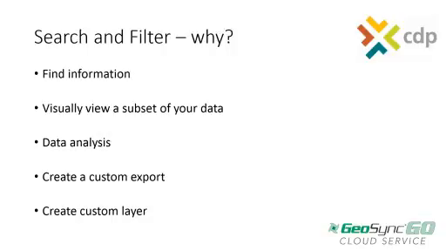We talk about search and filter. I guess the question is why would we need those tools, and what do they do for us? The first thing it does in searching and filtering, it helps us find information. The next thing we can think about is we might want to use search and filter tools in order to visually view a subset of our data. We're going to look at this, we have all the public schools in the state of Kentucky, and we might visually only want to see those in a certain geographic area, or we might want to see only the schools that are middle schools, as an example.